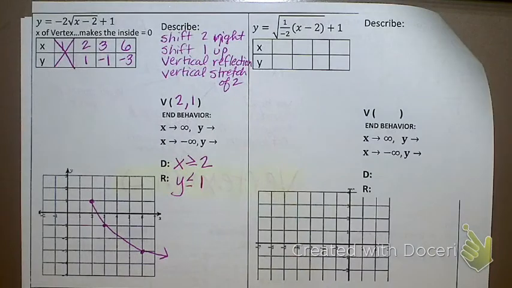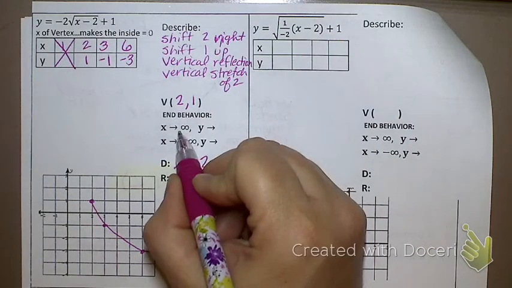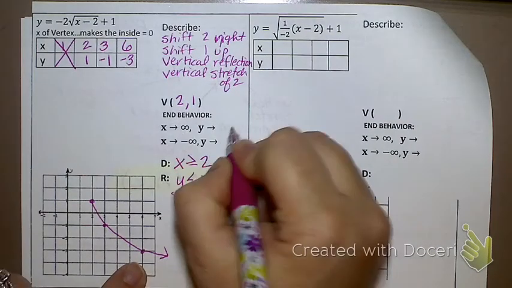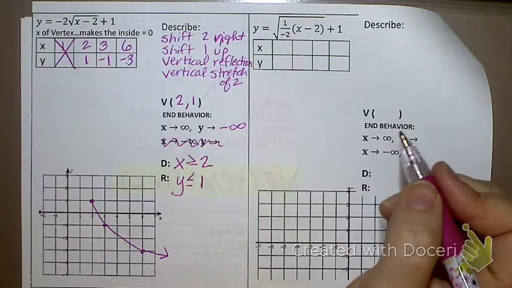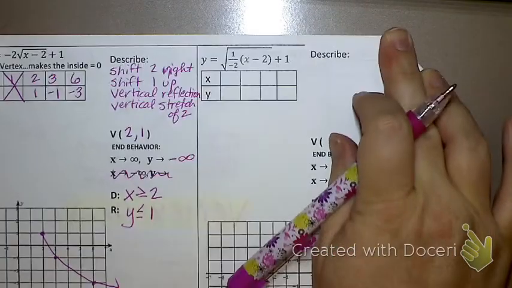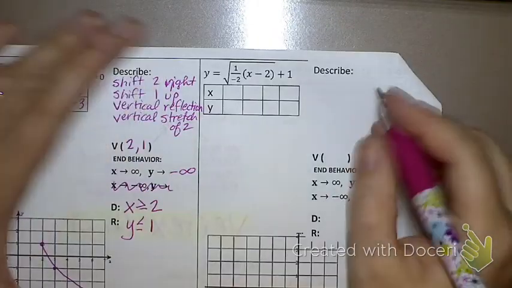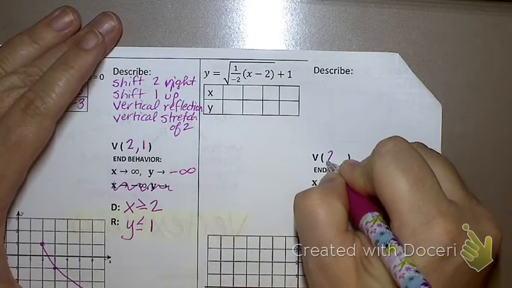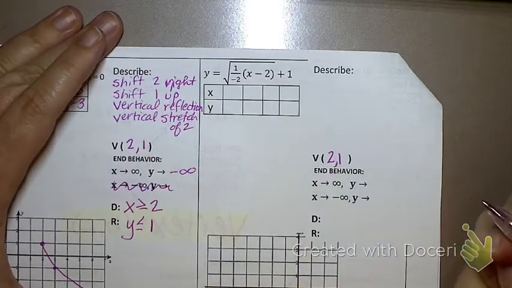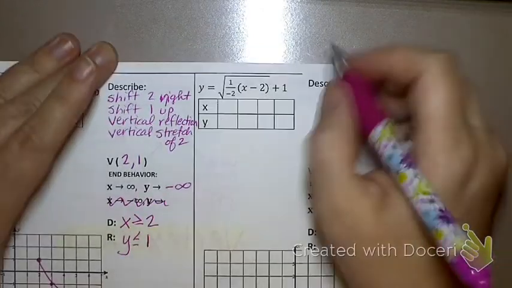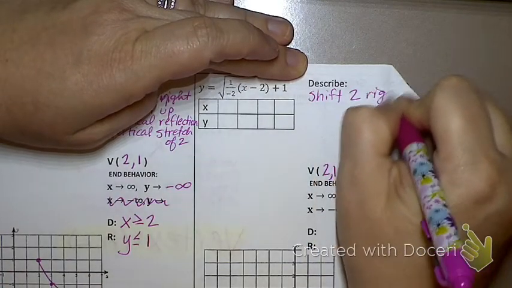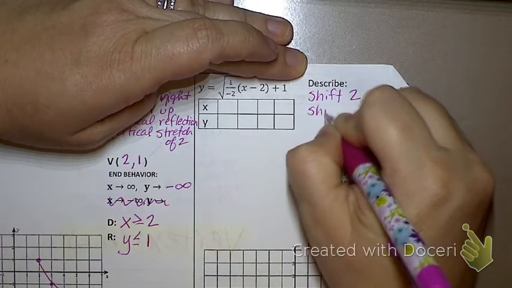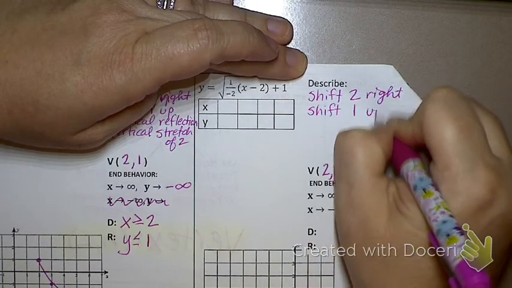Oh, I forgot end behavior. What's going on the right side? Going down. Left side I don't need to talk about because I can see the end behavior. All right. This is the last one we're actually going to graph. Okay? What's my vertex? 2, 1. Right? Same as before. So we still have a shift 2 right. We still have a shift 1 up.